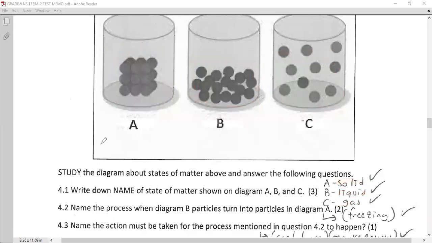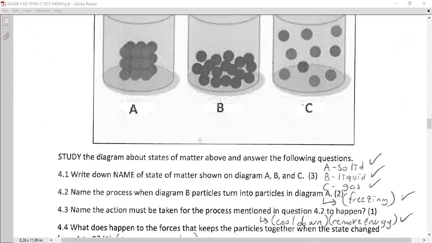4.2. Name the process when the diagram B particles turn into diagram A. B turns into A. It is a very easy question. That's what we call freezing. There is another name for this, solidifying. As I told you, I don't use solidifying. I like to use freezing. But if there is any answer similar to this, I give full marks. These are just sample answers. I wrote it down and I scanned it to be able to answer the questions online for you. Any similar, possible, logical answer, you receive full marks, okay?